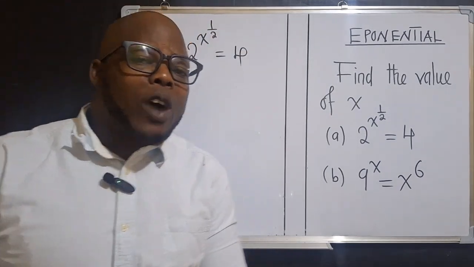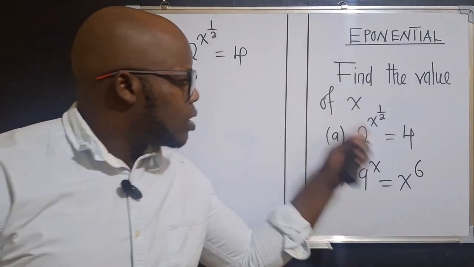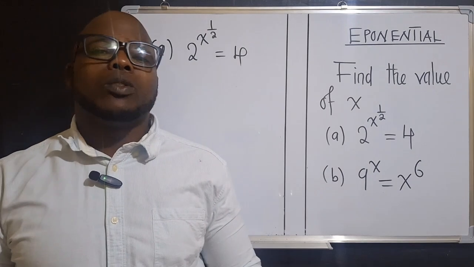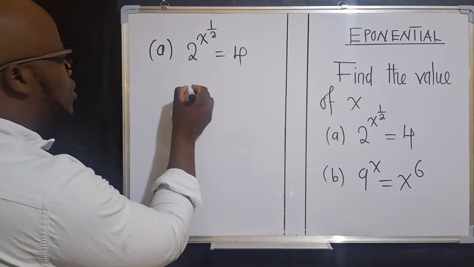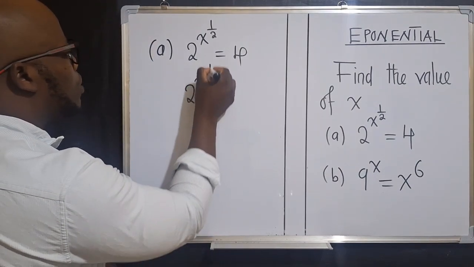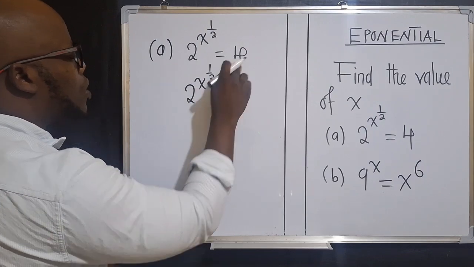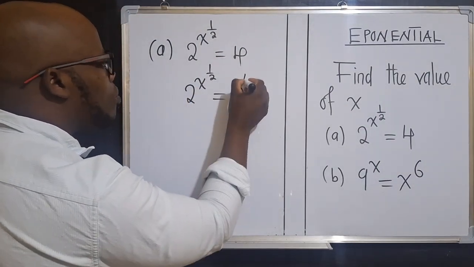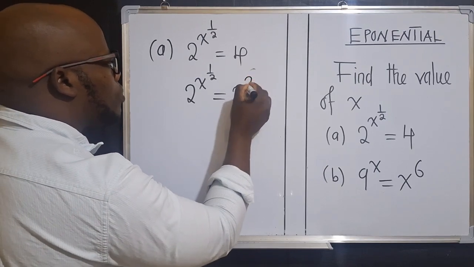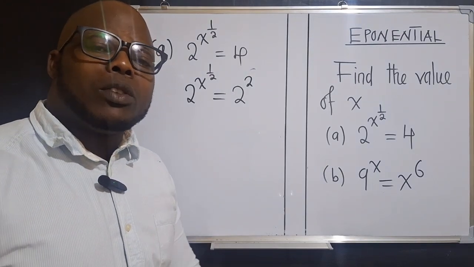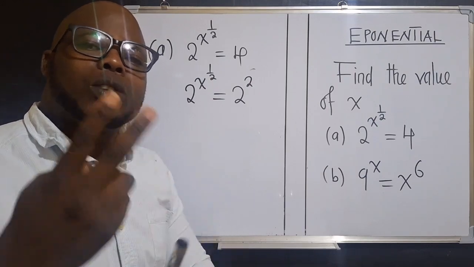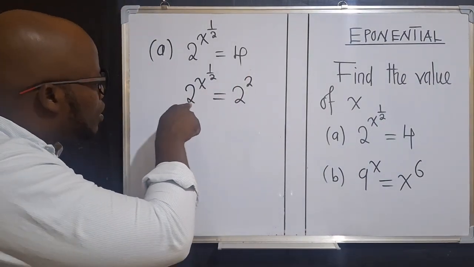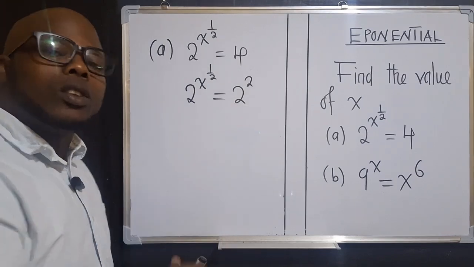So in finding the value of x for the first equation, we first need to balance the bases. Hopefully you know what it means when we say balancing the bases. We shall write 2 power x power 1 over 2 is equal to 4. We'll change it and write it as 2 power 2. So 2 power 2 simply means 2 multiplied by itself 2 times, and it will give us a 4. So we've balanced the bases. Can you see the base? Here it's a 2, and here also it's a 2.